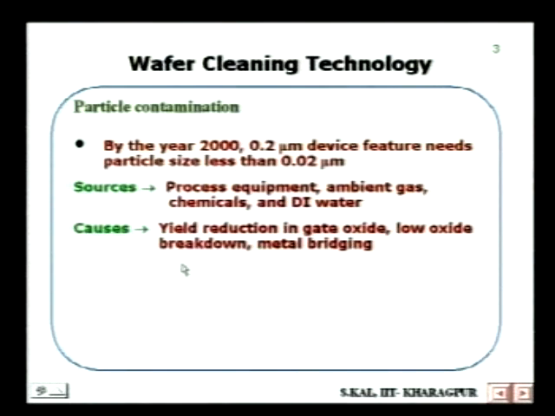Now, the causes. These particles can cause yield reduction, and gate oxide quality may deteriorate, because of which the yield will be poor. The oxide breakdown field will be lower, and there can be metal bridging. These are the effects of particle contamination. Now, how do we get rid of those particle contaminations?